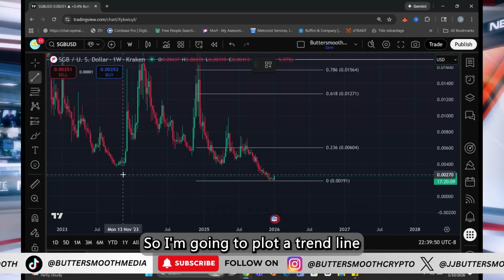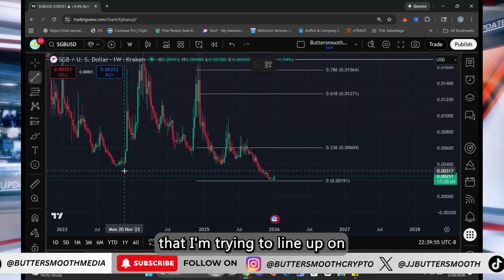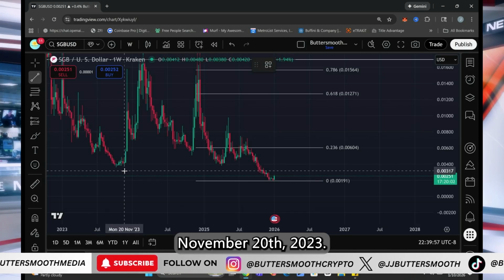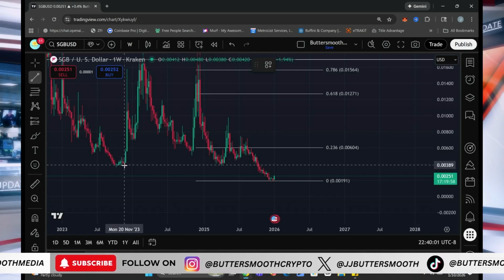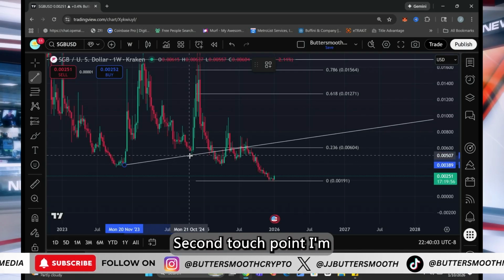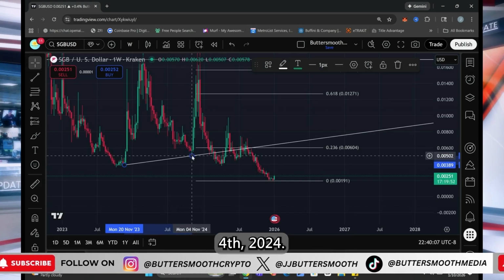So I'm going to plot a trend line real quick. Bottom of it is on this green candle that I'm trying to line up on November 20th, 2023. Let's see if I could get it here. Second touch point I'm going to put right down here on November 4th, 2024.